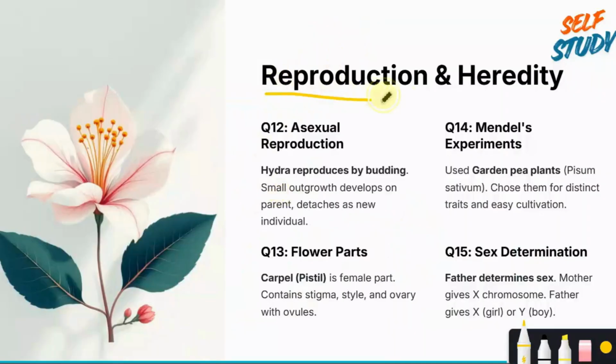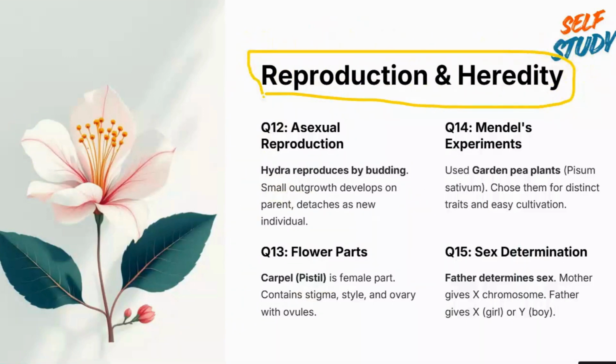Okay, next. Reproduction and heredity. More important topics only from the biology part. And from asexual reproduction, Hydra reproduces by budding. General diagram of Hydra: on the Hydra's body side, one bud grows, and then finally detaches and grows into a new individual.